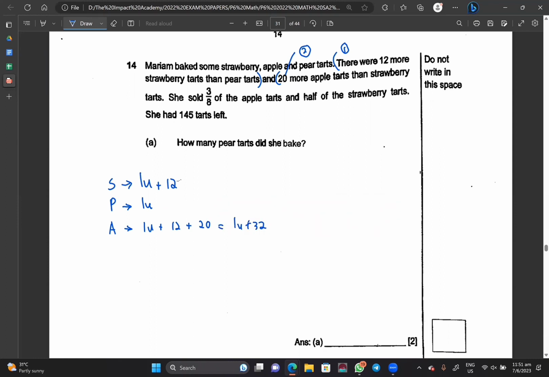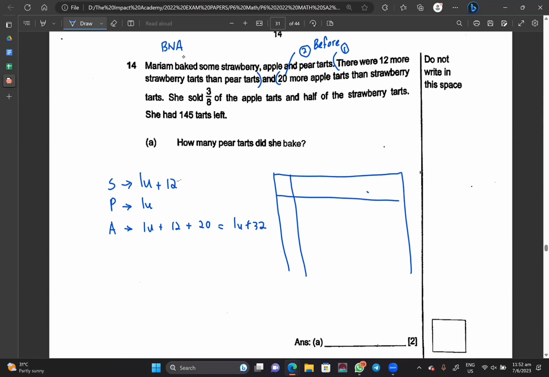Now when I look at something like that, I know that this is my before. So I kind of know that this is a B and A question. What is B and A? B and A means before and after. So what you want to do is quickly draw your table. This is the table. Now over here you have 3 items: we have strawberry, we have apple, we have pear.